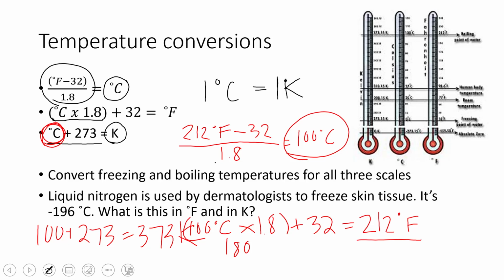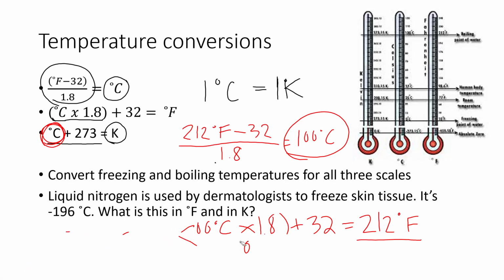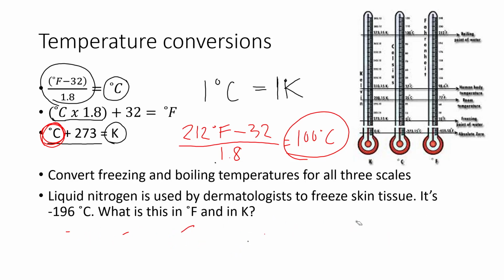Great. Now, liquid nitrogen, which is super fun to use, is used by dermatologists to freeze skin tissue. It is negative 193 K. What is this in Fahrenheit and in Kelvin? So let's take a second and pause the video and try setting that up.